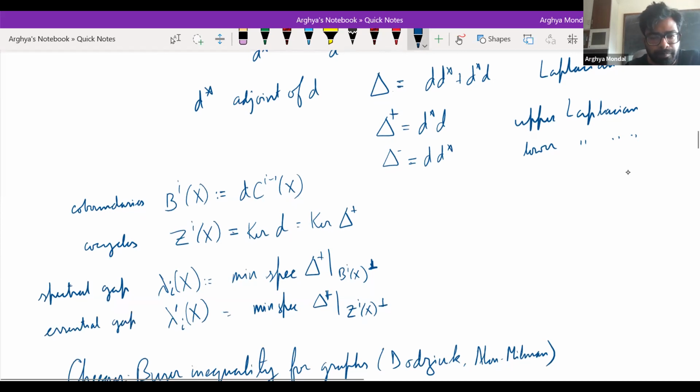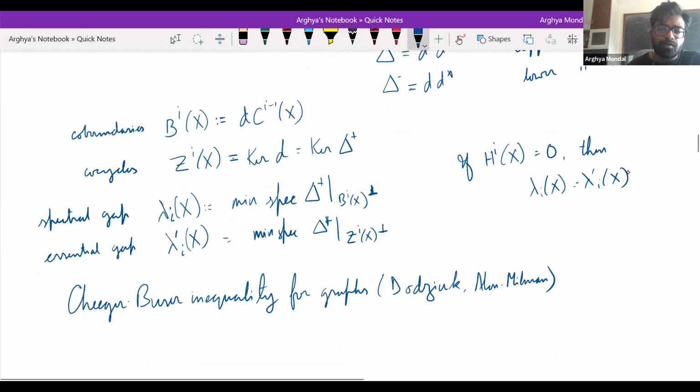Which is the least eigenvalue of the upper Laplacian when it is restricted to the perpendicular of the set of cocycles. And note that this guy is the first non-zero eigenvalue of the upper Laplacian. And also there is something else I want to say. If H^i(X) is equal to 0, then the spectral gap is the same as the essential gap.